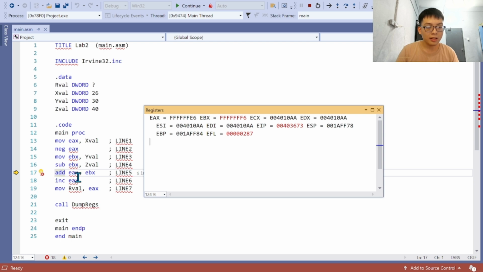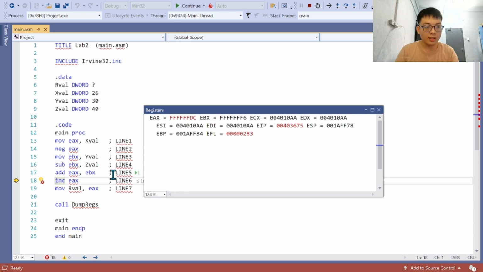In this line, add the EBX to EAX. After execute this line, the EAX becomes FFFFDC, and this line increases the EAX by 1. After execute this line, the EAX plus 1. And this line moves the EAX into R val. And we can't see the result of R val because R val is not a register. And finish the debug.